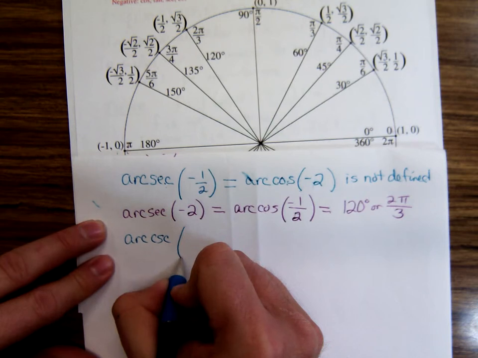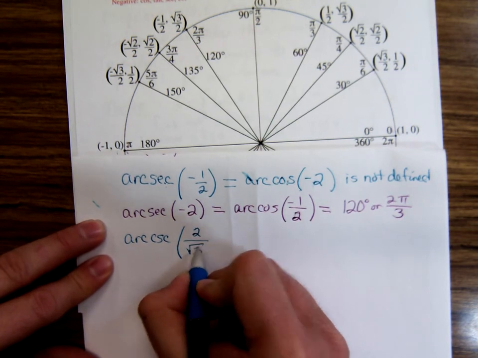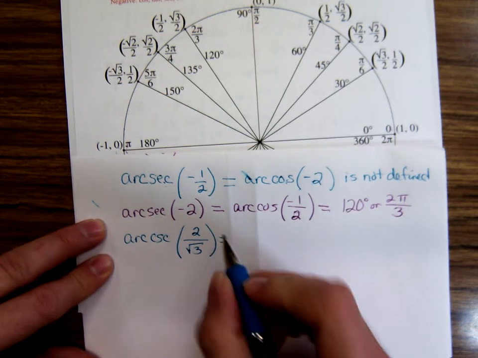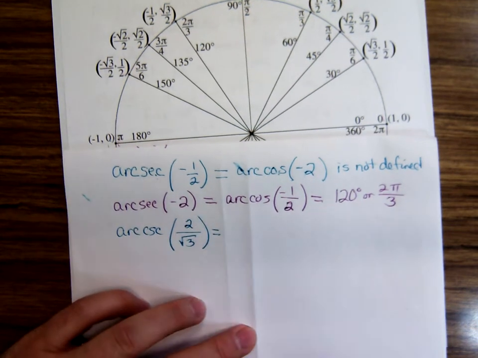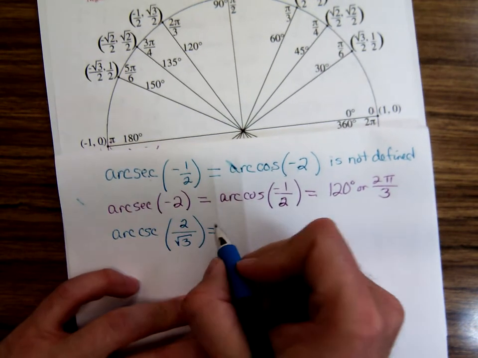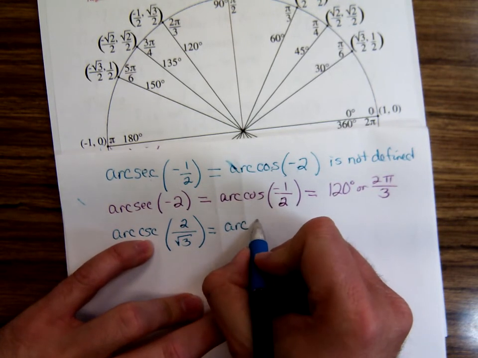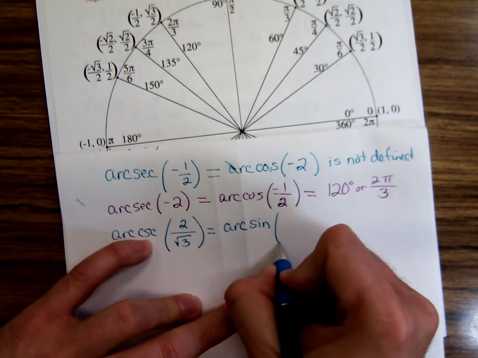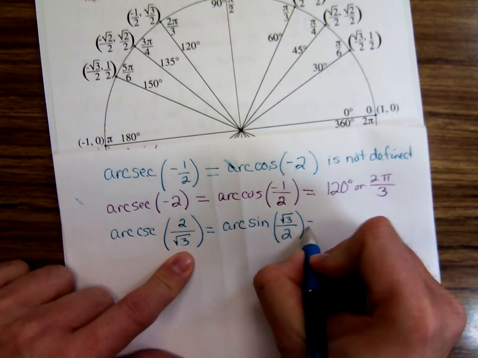Arc cosecant 2 over the square root of 3. Arc cosecant 2 over the square root of 3. How would I do this? Well, let's rewrite it in terms of its reciprocal. What's the reciprocal of cosecant? Sine. And now flip the number. Square root of 3 over 2.